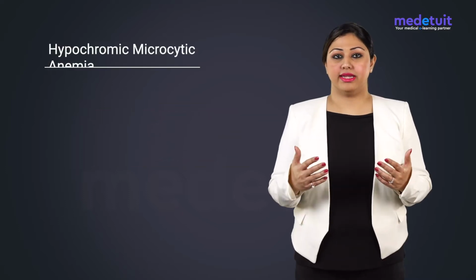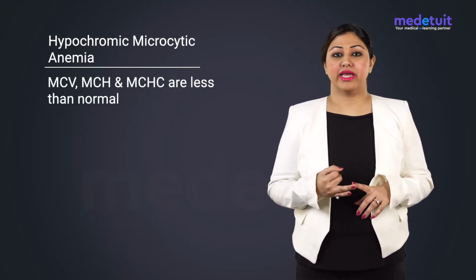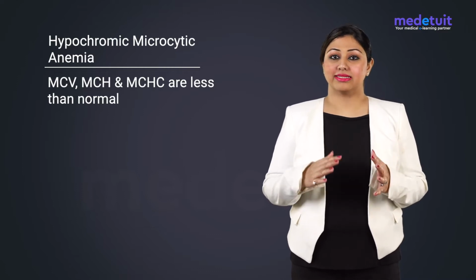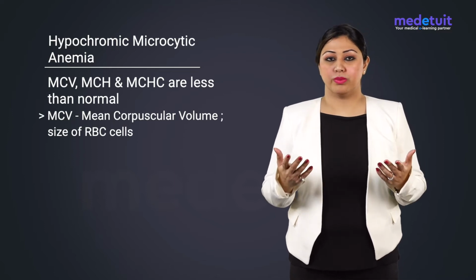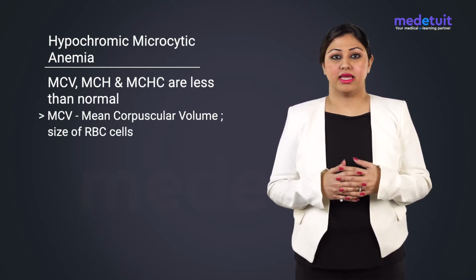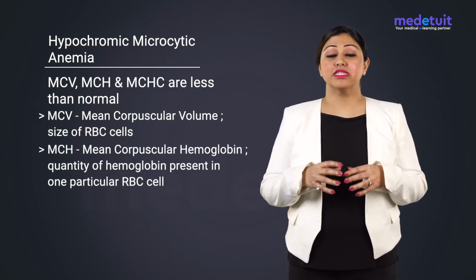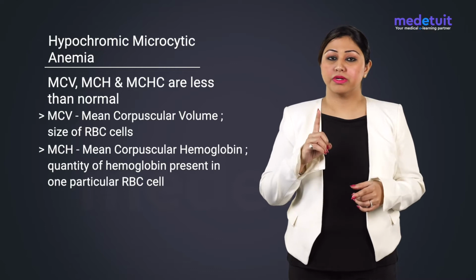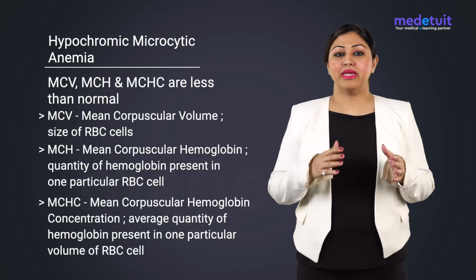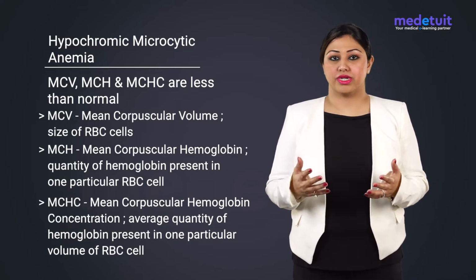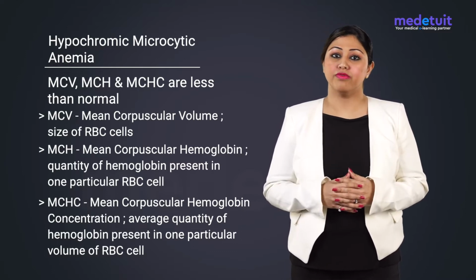Hypochromic Microcytic Anemia. In hypochromic microcytic anemia, MCV, MCH and MCHC values are less than normal. So what is MCV? It is the mean corpuscular volume, that means the size of the RBC cells. Next is the MCH, which is mean corpuscular hemoglobin, that means the quantity of hemoglobin present in one particular RBC cell. And the next one is the MCHC, which is mean corpuscular hemoglobin concentration. That means the average quantity of hemoglobin present in one particular volume of RBC cell.